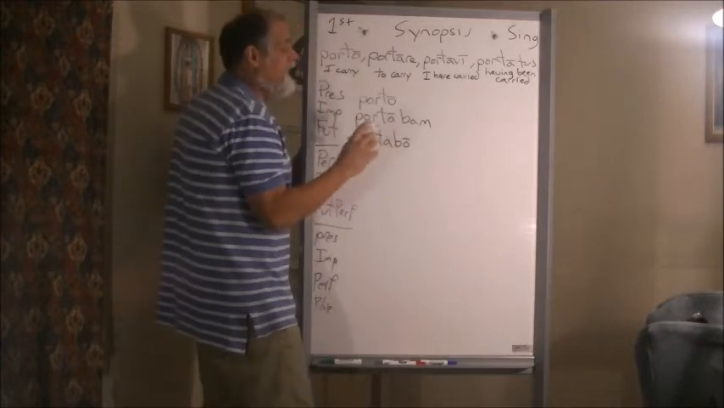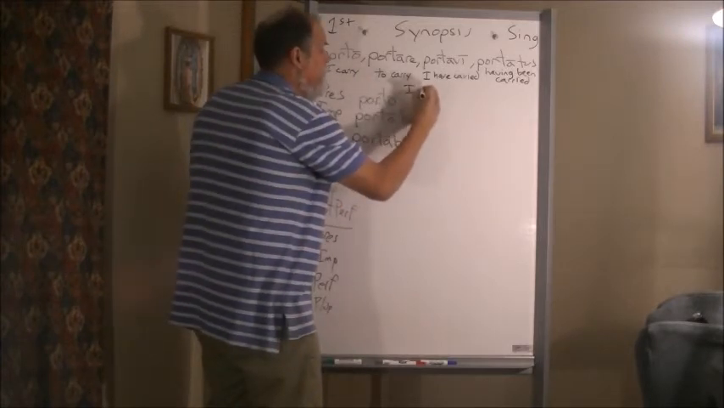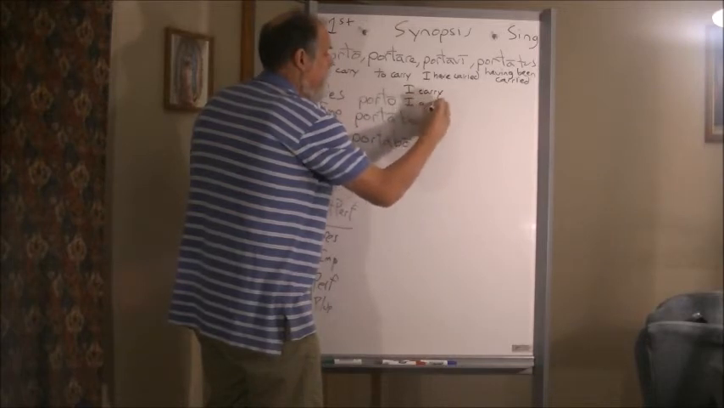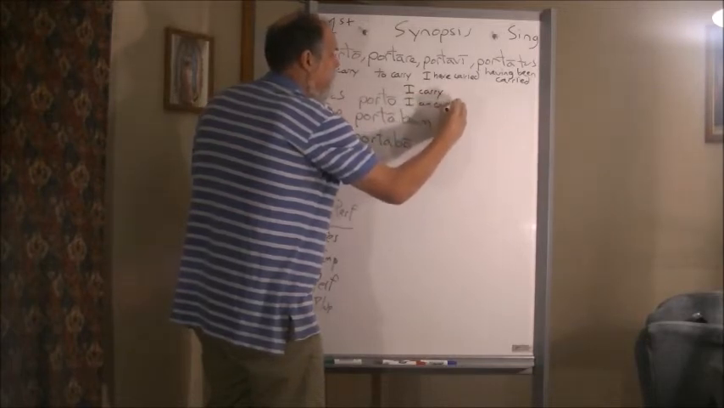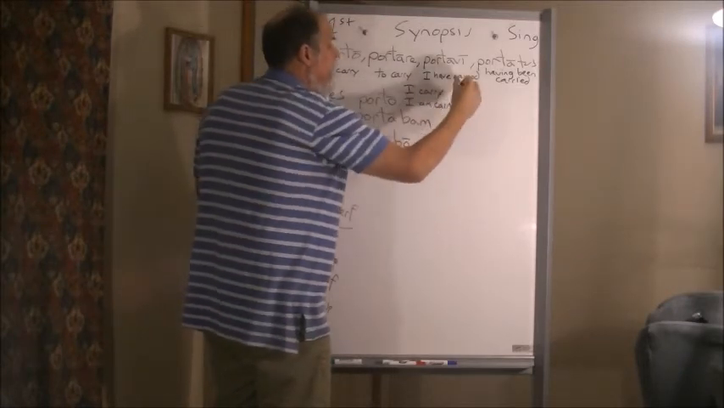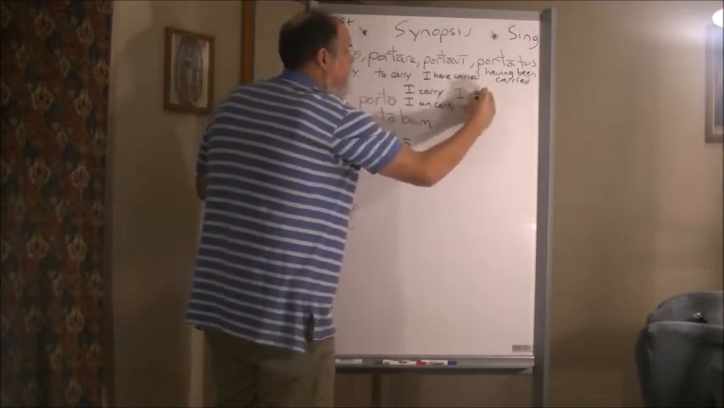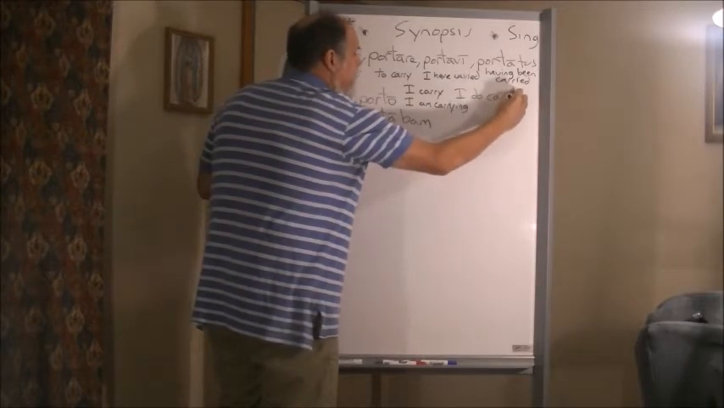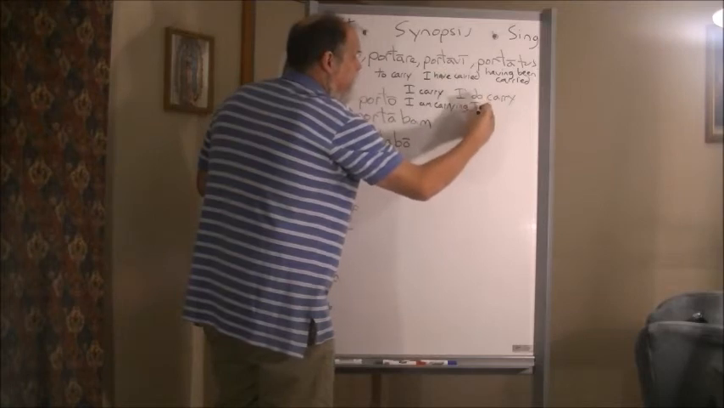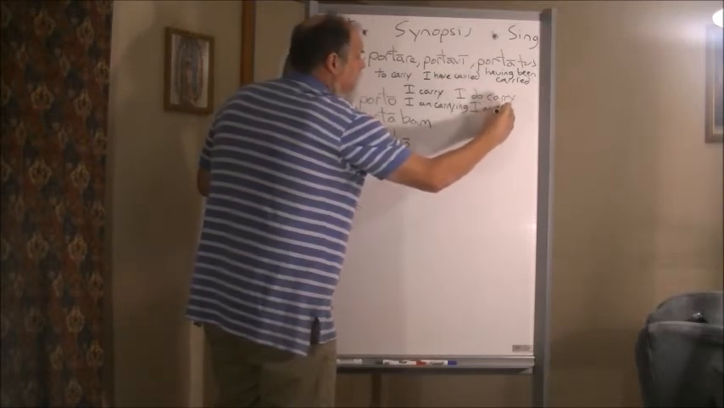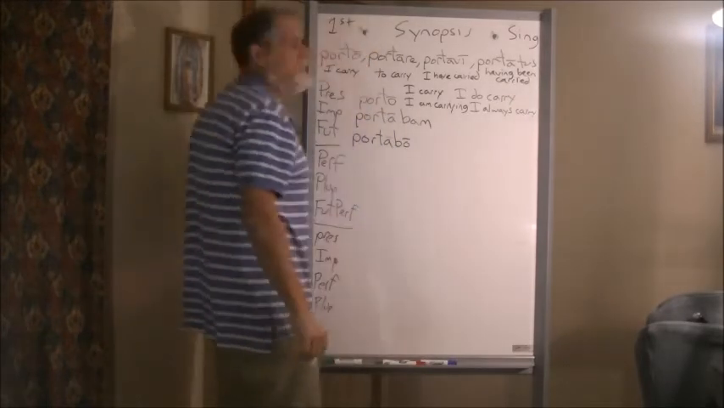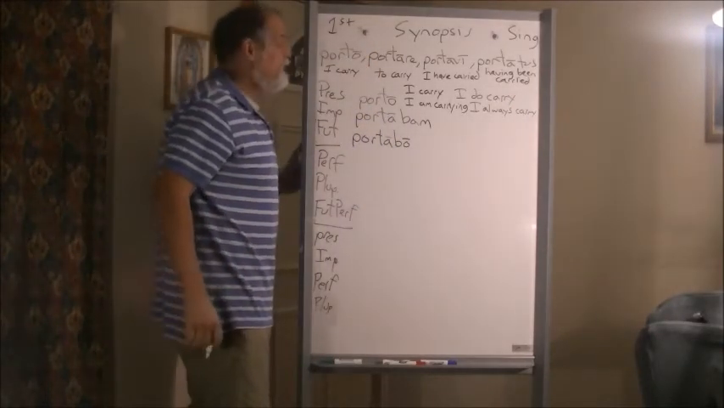We'll now look at the aspects. So we have the simple I carry. We have the continuous I am carrying. We have the emphatic I do carry, which is another form of the simple. And then we have I always carry, the habitual. And remember, any of these can be used in your translations when you do sentences as long as they make sense. All right?